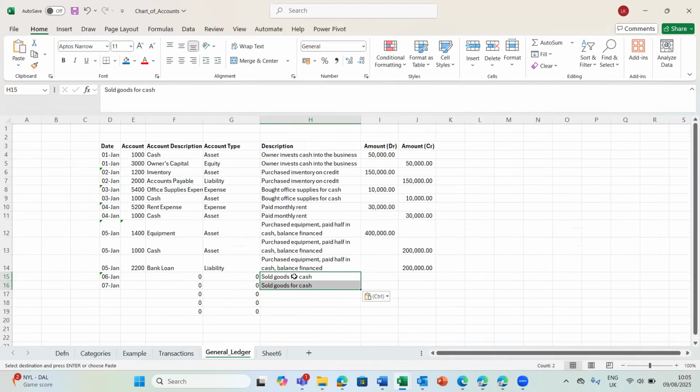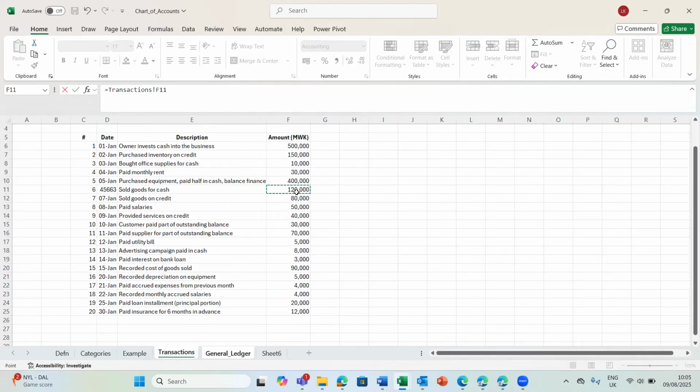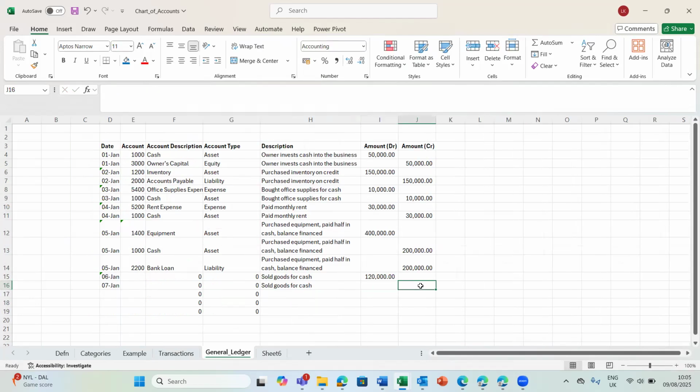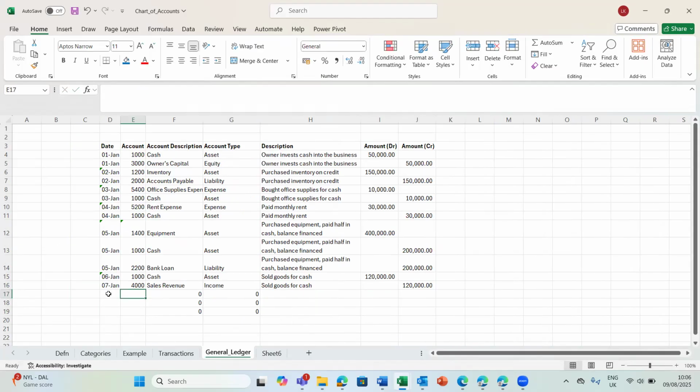So if you sell goods for cash, we'll again credit one account and debit another account. All right. So if we sold goods for cash, it means we will receive what? Cash. So here it will be cash account debit. What will happen to the credit? The credit will go to revenue because we are selling, right? So we go to the chart of accounts. Where's our income? Sales revenue. That is 4,000. Right.